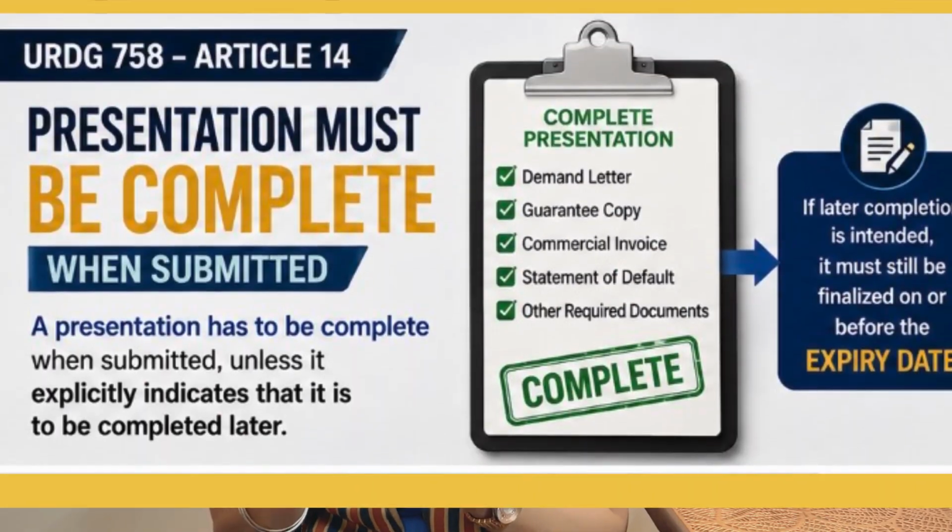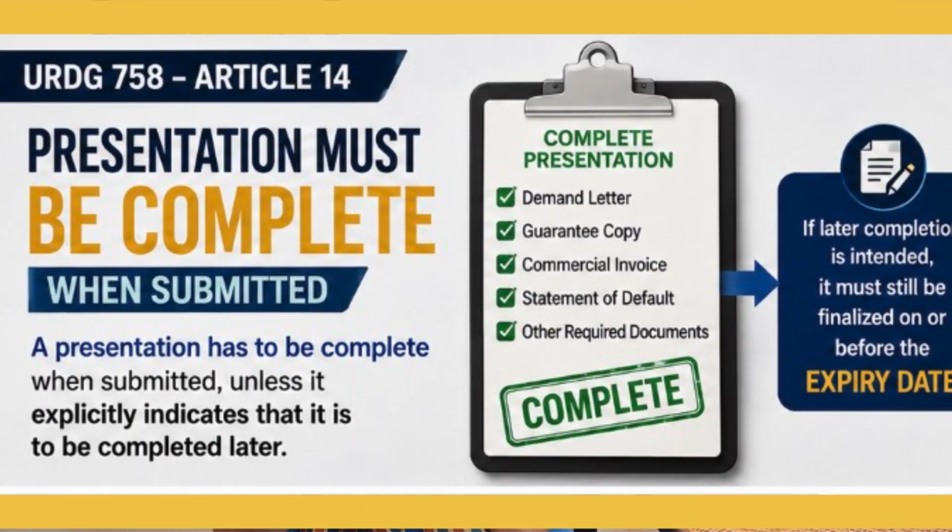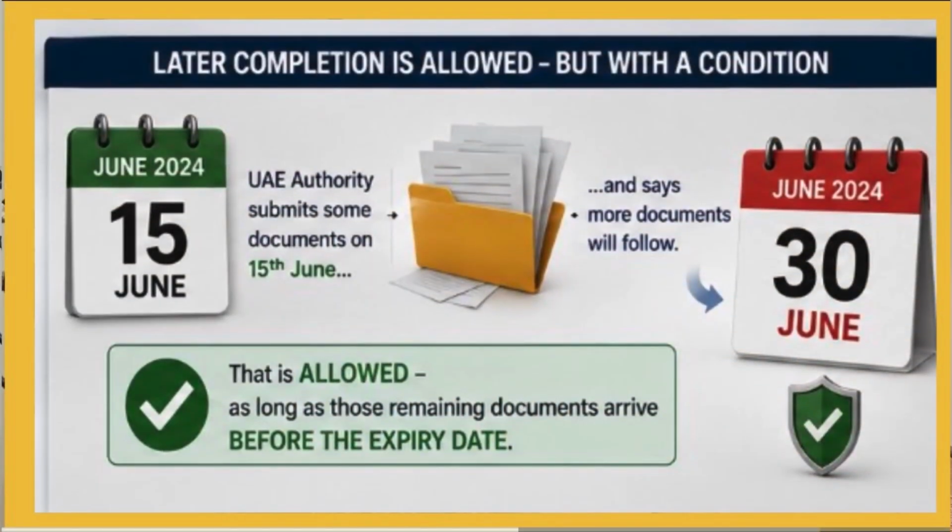Now, Article 14 also addresses something very practical, my dear viewers. What if the presentation is not complete when it is first submitted? Article 14 says a presentation has to be complete when submitted unless it explicitly indicates that it is to be completed later. If later completion is intended, it must still be finalized on or before the expiry date. So imagine the UAE Authority submits some documents on the 15th of June but says more documents will follow. That is allowed as long as those remaining documents arrive before the 30th of June. But if they do not arrive by the expiry date, the presentation fails. Completeness by expiry. That is the rule.